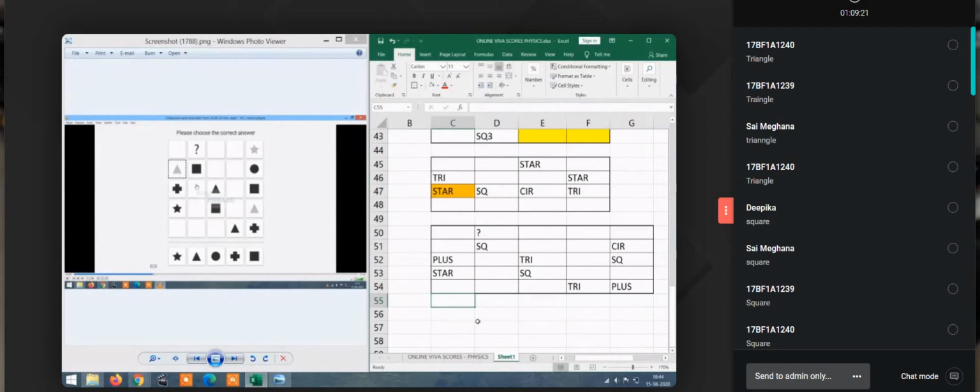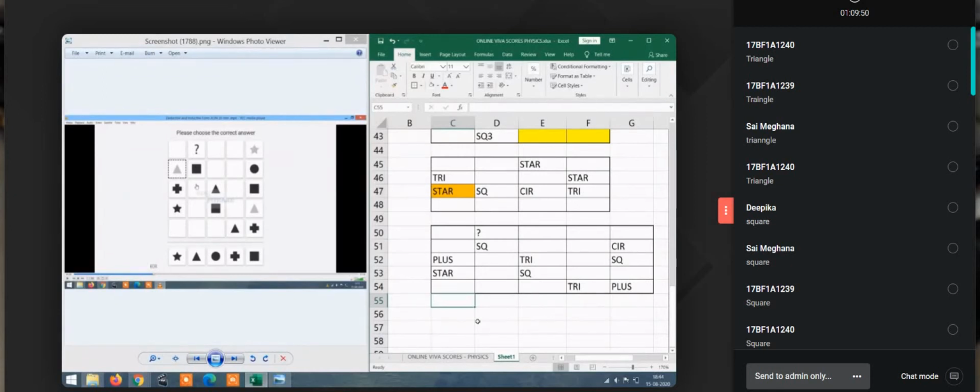We have a 5 into 5 grid. Okay, but what do you see? Maximum what you can see is there are 2 triangles. How many squares? 3 squares are there, and then we have 2 plus and then 1 star and 1 circle. Okay, so you don't even have 3 things. Okay, you have a square which is 3.